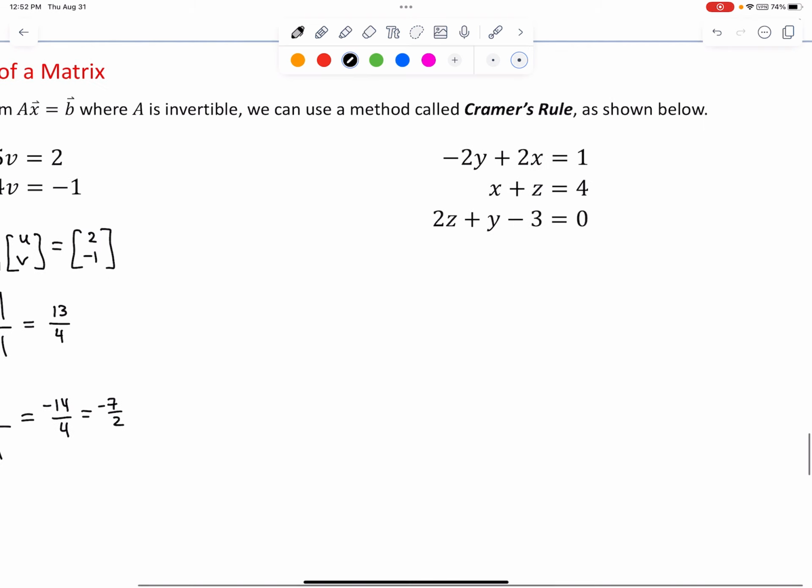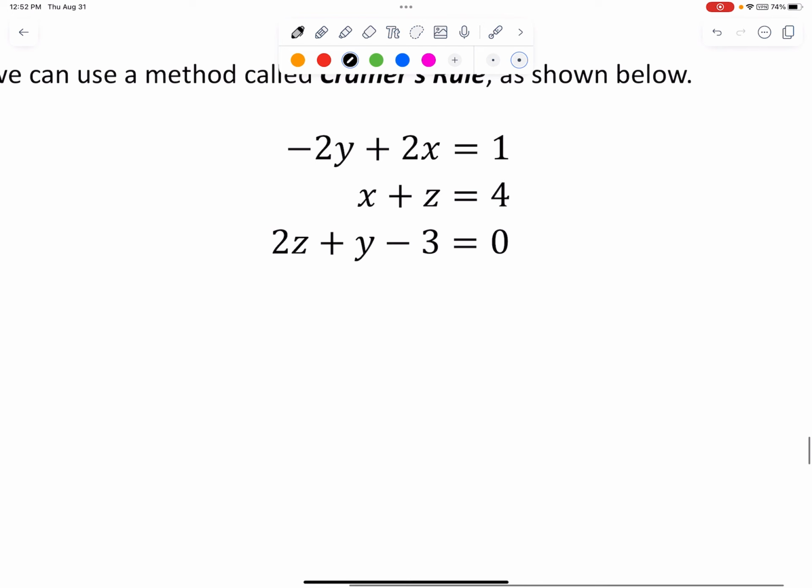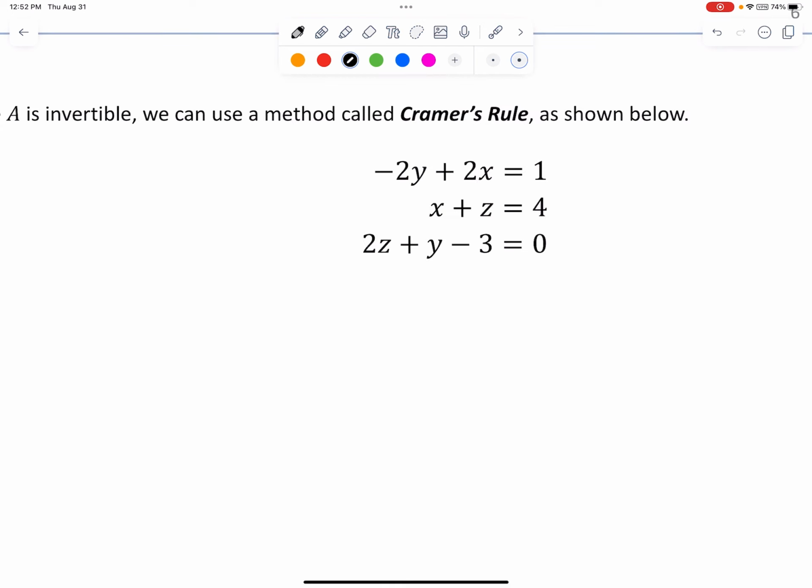And this process generalizes to larger systems as long as the coefficient matrix is square and invertible. So here we have 3 equations, 3 unknowns. Let's go ahead and write this in matrix form. And the coefficient matrix will go x, y, z in that order. So it's going to be 2 and -2, and z is 0. X, y, z of the second equation will be 1, 0, 1. And x, y, z of the last equation will be 0, 1, 2.